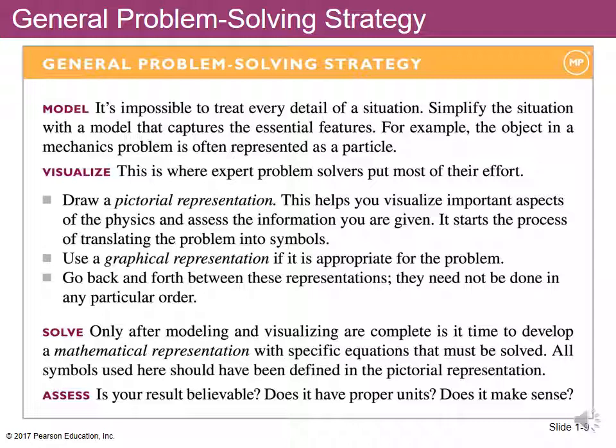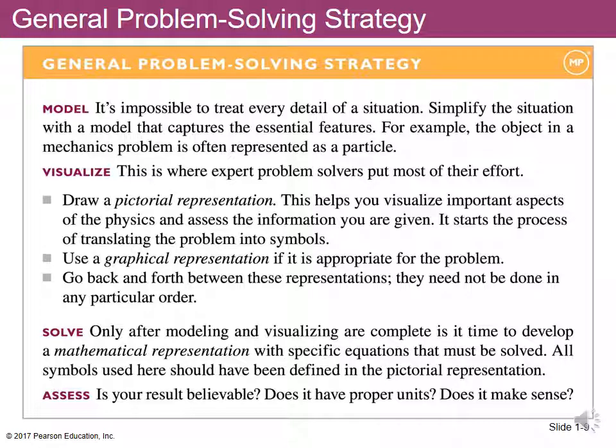Draw the pictorial representation. We talked about how to do that already. Use a graph if it's appropriate. Right now, a position-time graph would be useful. We're going to add some more in later. You can go back and forth between these multiple ways to represent the problem, and each one tells you a little bit different type of information about what's happening. And only after you've really visualized what's happening, you understand what's happening, you have defined all your variables, you've labeled everything, then do you want to apply any mathematical models and mathematical tools that we have.